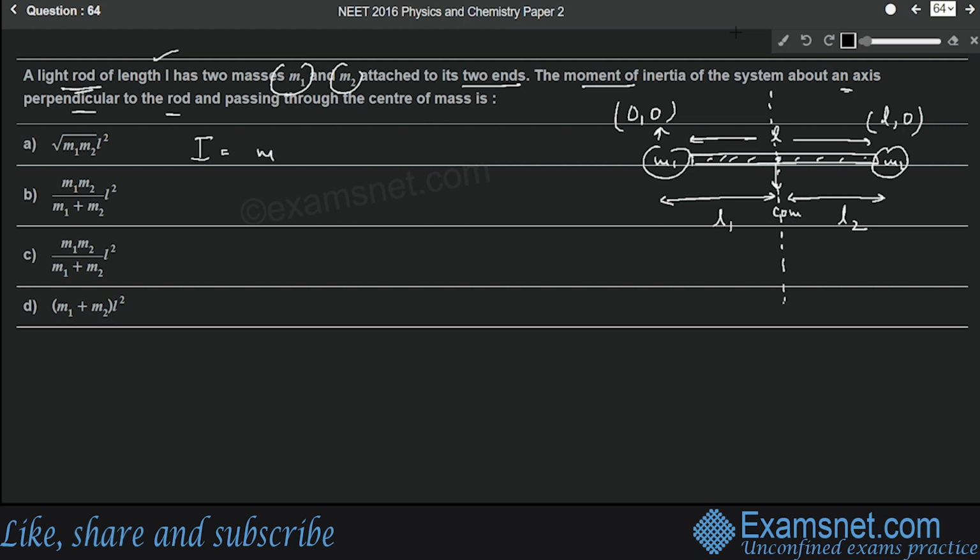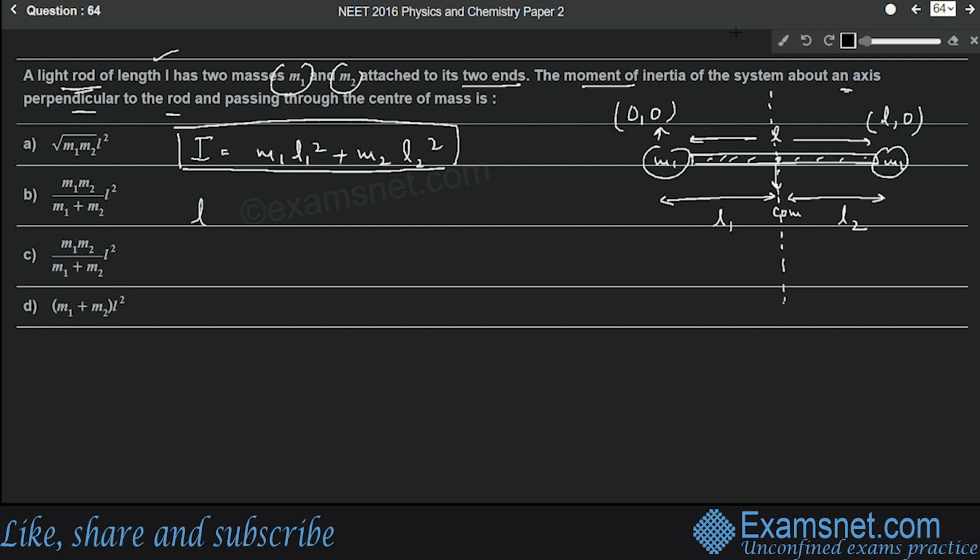It will be equal to m1 L1 square plus m2 L2 square. But this is not given in the options because in the options it is in terms of the total length L, not in terms of L1 and L2. So we have to convert L1 and L2 in terms of the total length L.